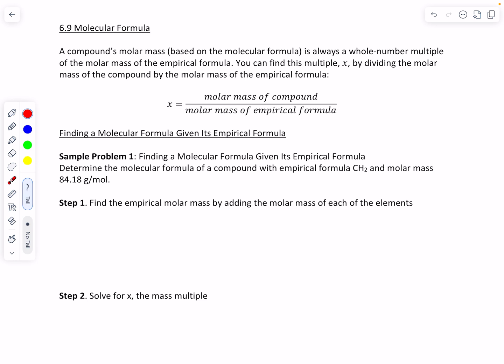Find a molecular formula given its empirical formula. Determine the molecular formula of a compound with empirical formula CH2 and molar mass 84.18 grams per mole. Step 1. Find the empirical molar mass by adding the molar mass of each of the elements.